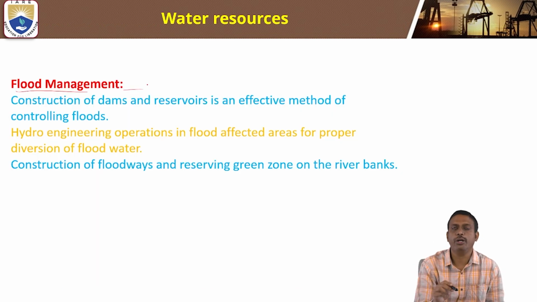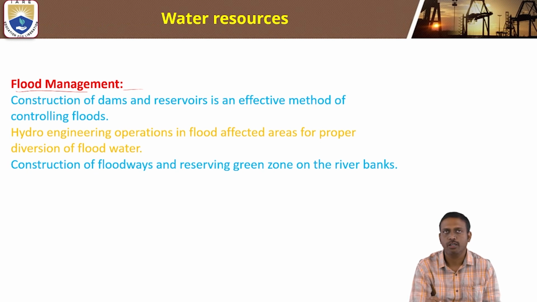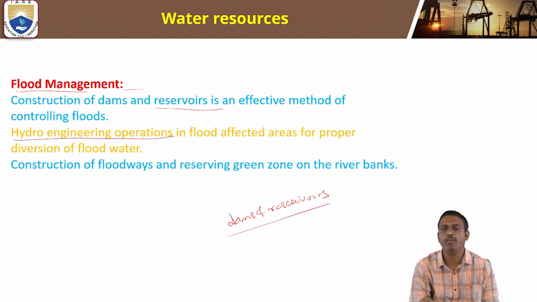How are we going to control floods? Flood control management. Construction of dams and reservoirs is an effective method by which we can control floods. By constructing dams and reservoirs, we can avoid floods. Hydro engineering operations in flood affected areas are used for proper diversion of flood water.